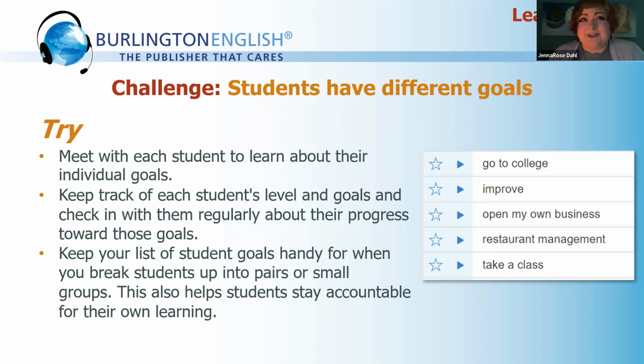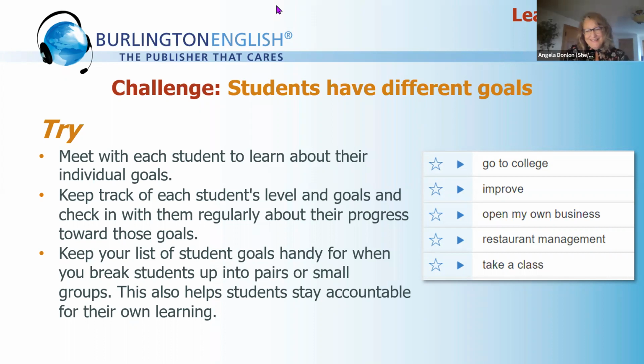And then as the teacher, you've got a handy list, or a packet of paper where your students have each written their reason for learning English, what their end goal is. So you can keep that handy for when you're breaking up students into different groups, so you remember that goal and how individual your students all are.